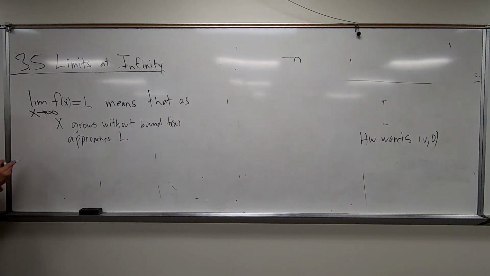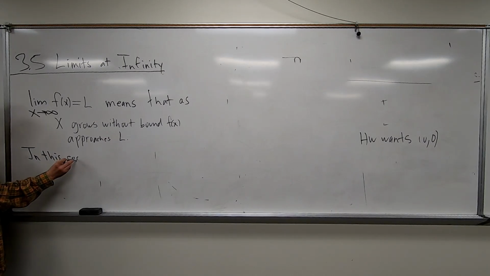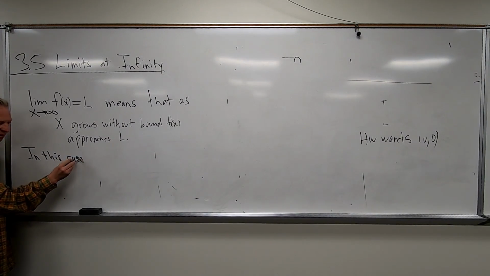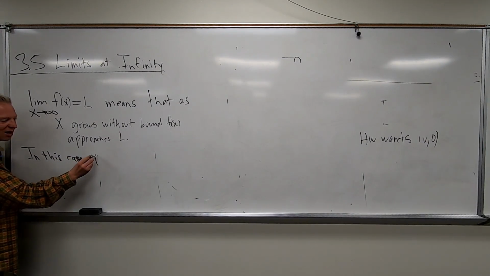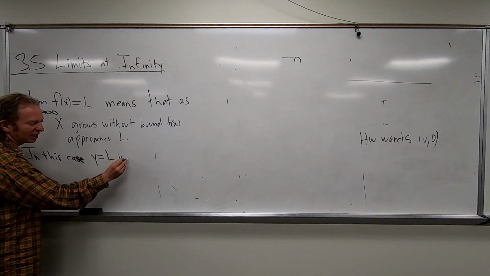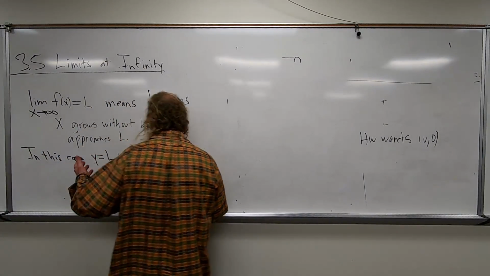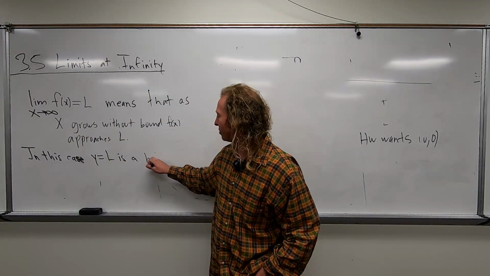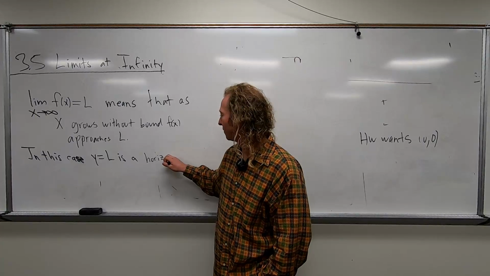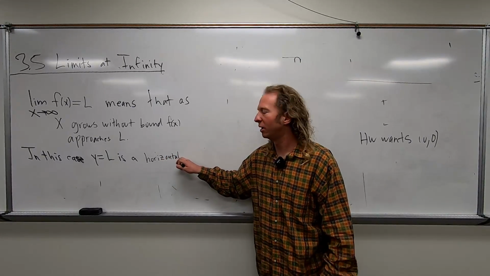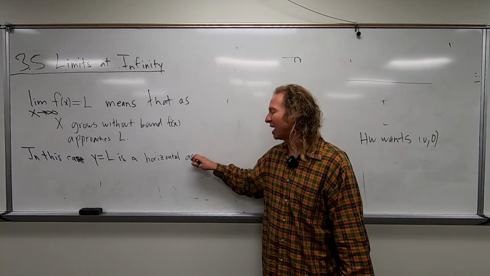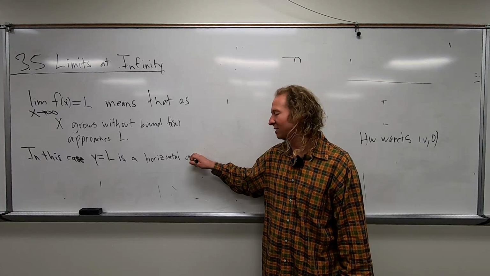So I should write that down. In this case, y equals L is, this is the definition of a horizontal asymptote. Asymptote is a funny word to spell. It has a P in it. It's asymptote.